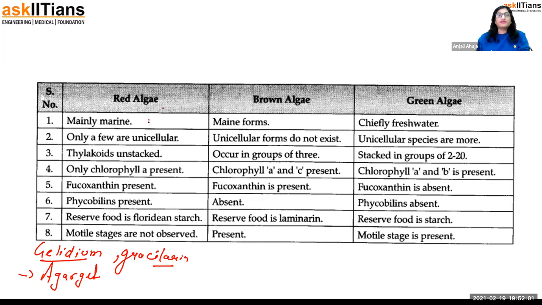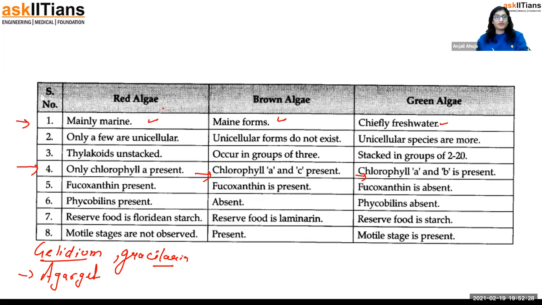So red algae are mainly marine, brown algae are mainly marine, and green algae are the ones you will also see in fresh water. They are also marine, but mainly in fresh water. A second point you will remember is that in red algae only chlorophyll A is present. Here, chlorophyll A and C are present, and here A and B are present. Chlorophyll is of different types depending upon the structure. They have slightly different structures because all these things are biomolecules with a chemical structure.